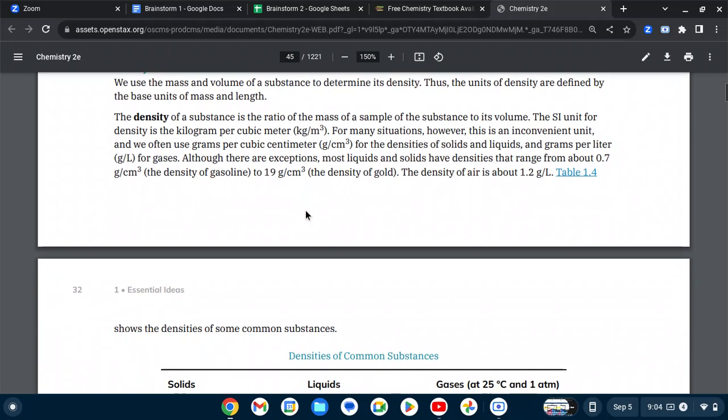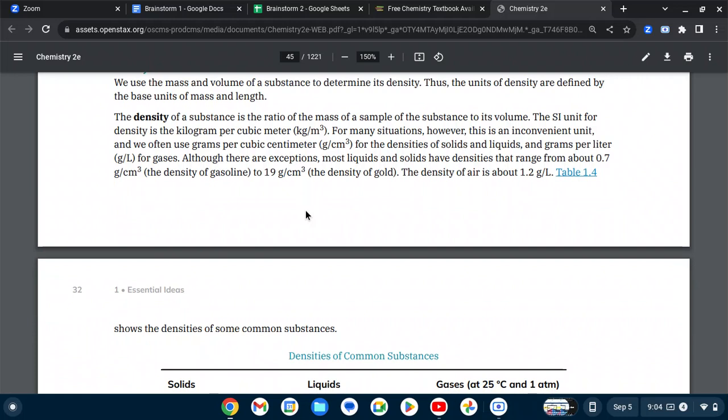Density. We use the mass and volume of a substance to determine its density. Thus, the units of density are defined by the base units of mass and length. The density of a substance is a ratio of mass from a sample of the substance to its volume. The SI unit for density is the kilogram per cubic meter.